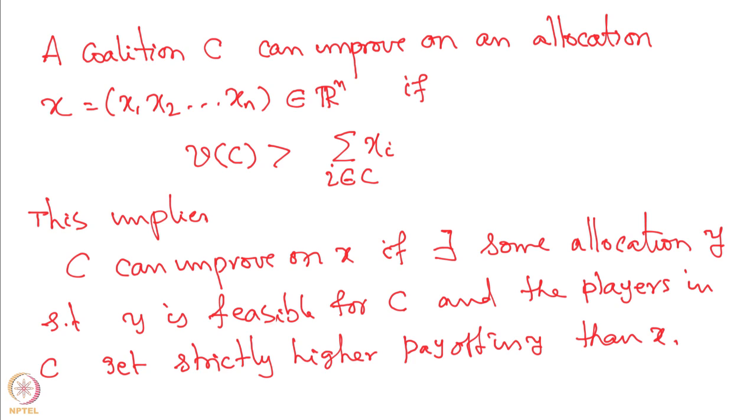Okay. So, C can improve on x, that means there must be some allocation y that is feasible for C, and the players in C will get higher payoff in y than x. That is what I mean when you say that C can improve.